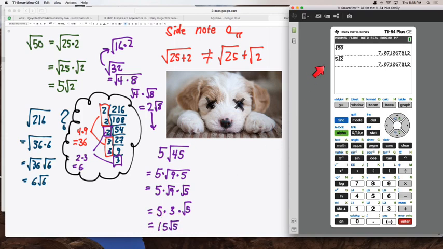Once again, don't forget to check in the calculator. There's no excuse for having wrong answers. You could make mistakes in your product, in your factoring. That's okay, as long as you catch those mistakes when you use the technology to check.